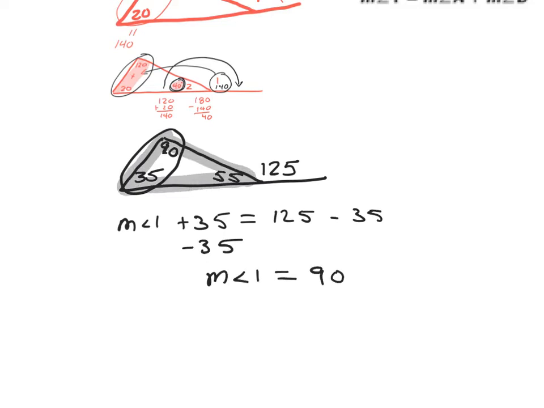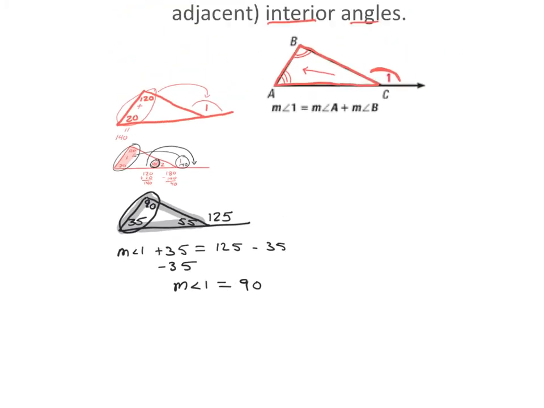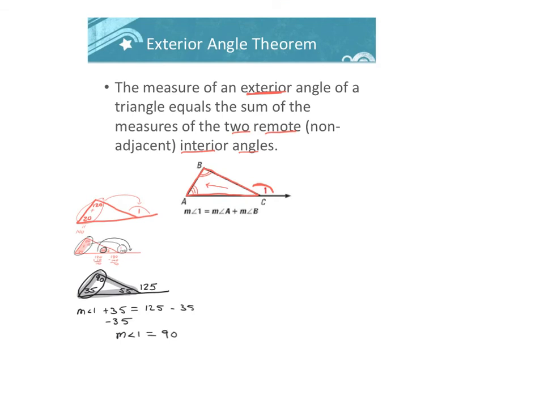What kind of triangle is that if we classify it by its angles? It's a right triangle because it's got 90 degrees up there. So just by using that exterior angle and the two remote interior angles, I was able to classify it by its angles.